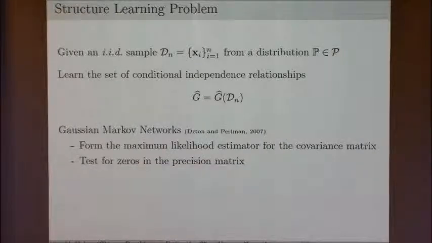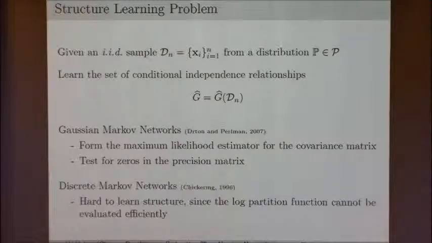And in the classical setup, there is a nice overview paper by Dempster and Mellon, where they say that if data are Gaussian, we can perform maximum likelihood estimation and test whether an element of the precision matrix is 0 or not 0. In the context of discrete networks, in general, it is hard to learn the structure. But we are interested in the context when the number of parameters is much larger than the sample size.